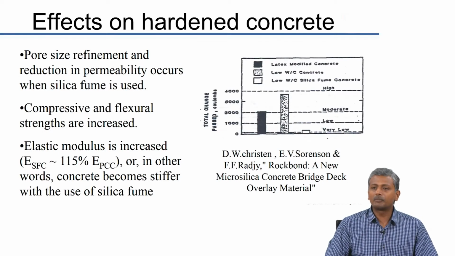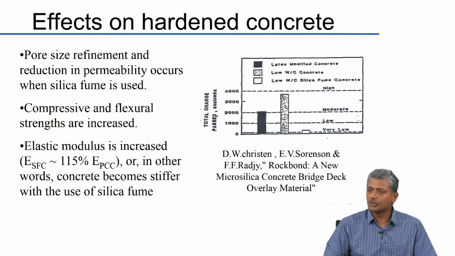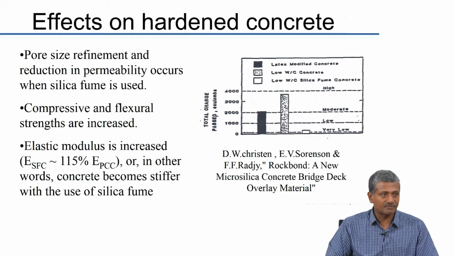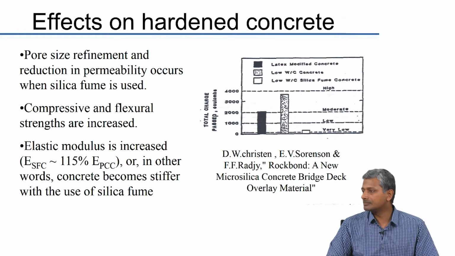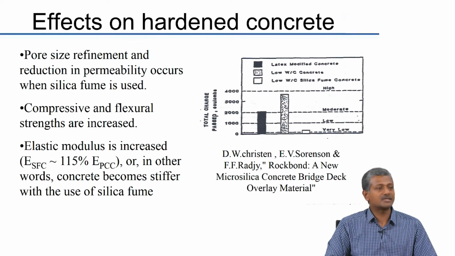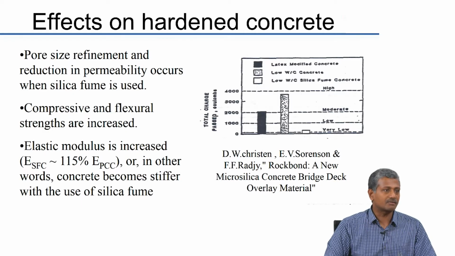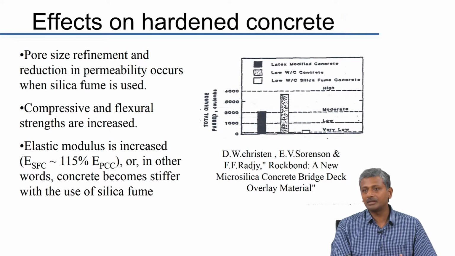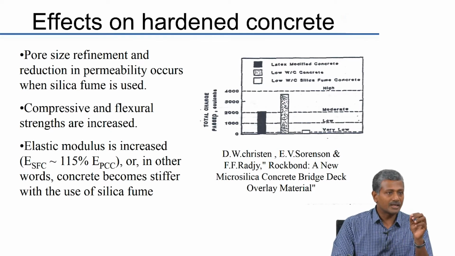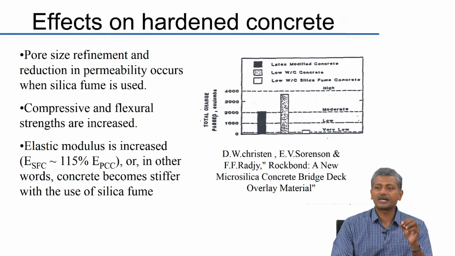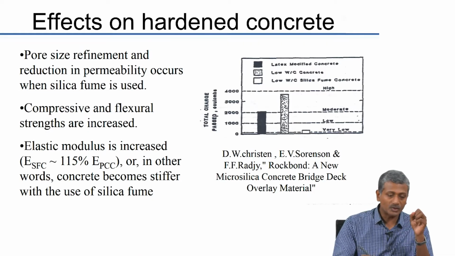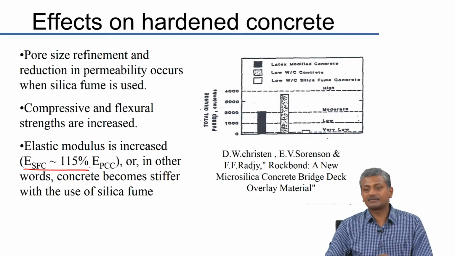Now, with hardened concrete properties, there is really not much to talk about. In most cases, because of the extremely fine particle sizes, it works as a filler. Secondly, because of the pozzolanic reaction, there is additional CSH formation, because of which most of the characteristics are enhanced. Primarily because silica fume is such a fine material, it is able to fill the extremely small voids between the cementitious hydrates, and that enhances the strength of concrete, and also it enhances the modulus of elasticity of the concrete.